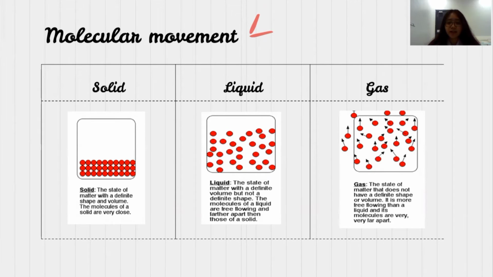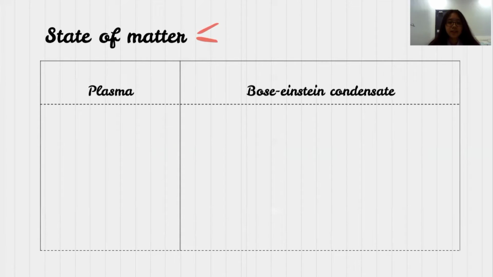Then lastly, we have gas. Gas is the state of matter that does not have a definite shape or volume. It is more free-flowing than a liquid, and its molecules are very, very far apart. Aside from these three states of matter, there is plasma and Bose-Einstein condensate.